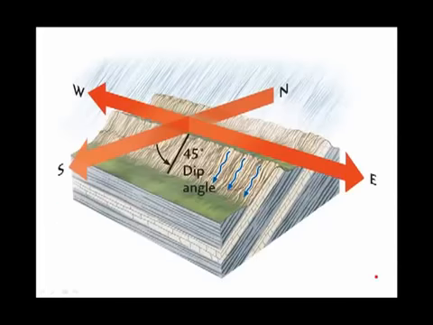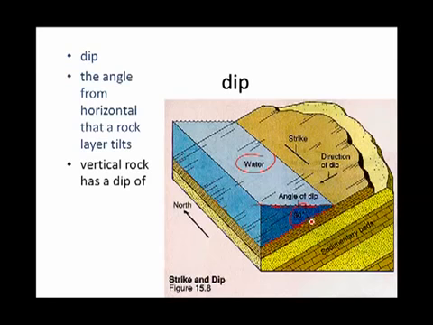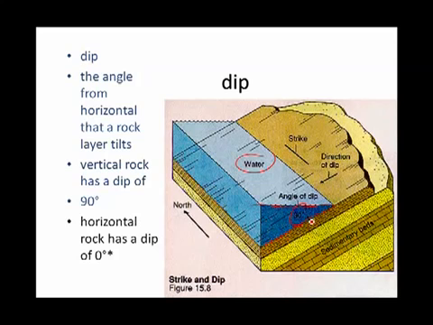So once again, the dip is the angle from the horizontal that a rock layer tilts. If the rock were vertical, it would have a dip of 90 degrees, whereas horizontal rock wouldn't dip at all. Its dip would be 0.